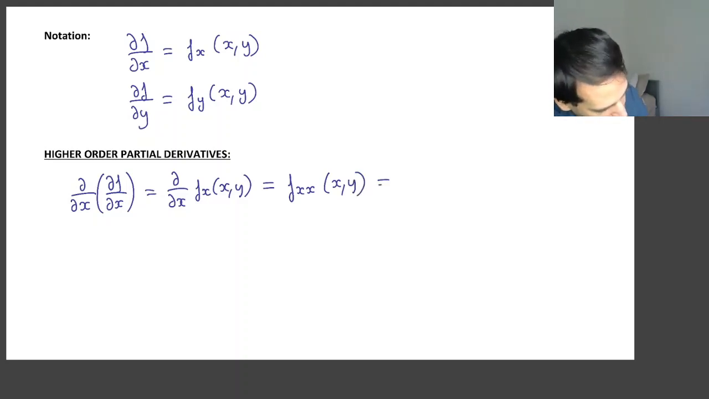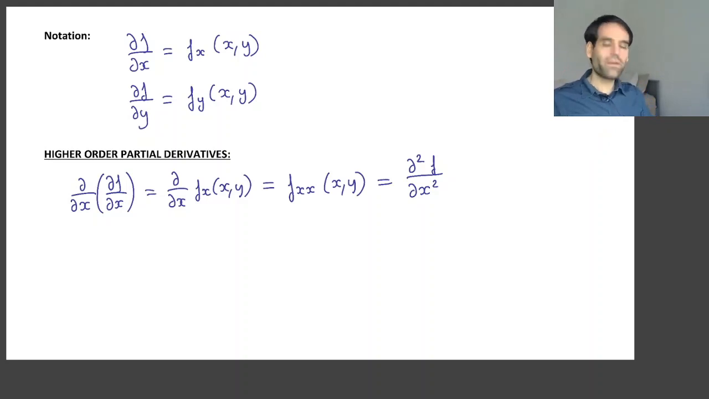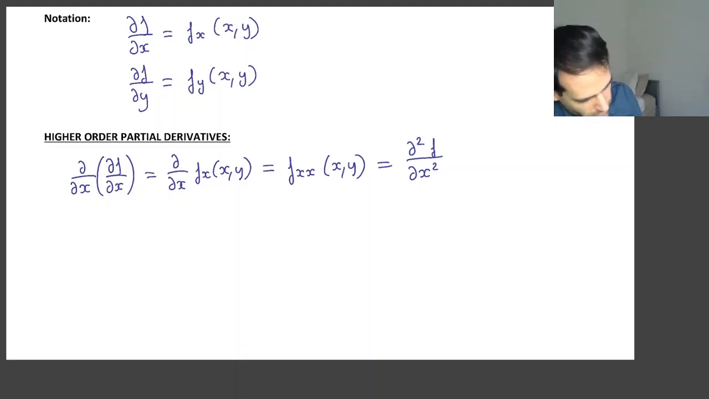Alternatively, this is also written as partial squared of f with respect to x squared. This is all very similar to what you knew from one-dimensional derivatives, where you usually used f prime or f prime prime to denote the second derivative, and so on. But the interesting thing here is that we have two variables. So the same that we do the partial with respect to x, we can do it with respect to y.